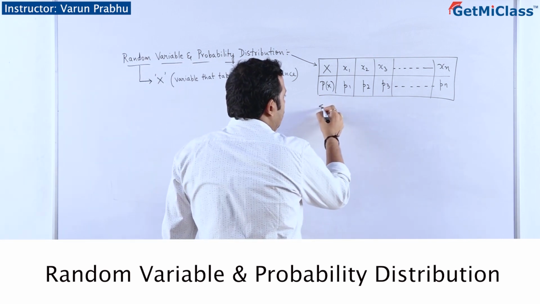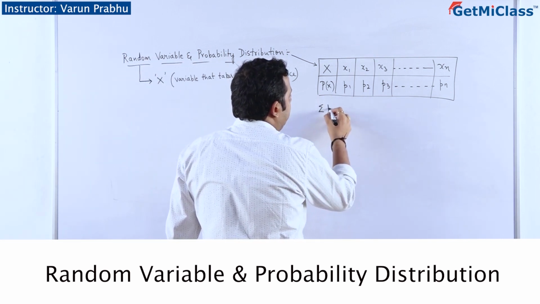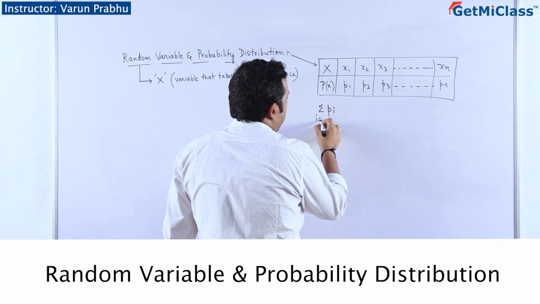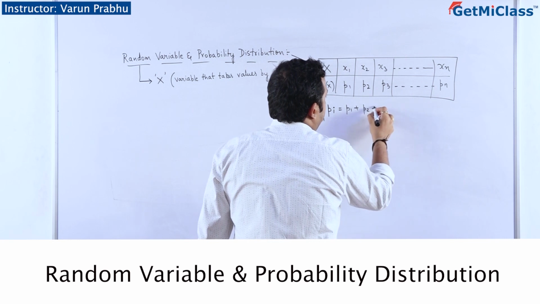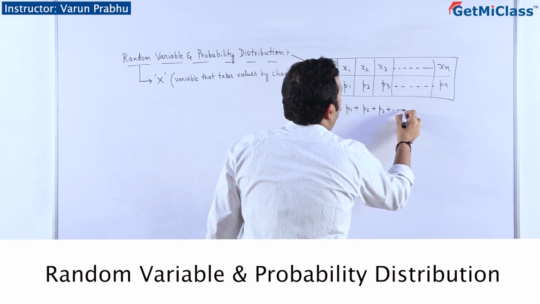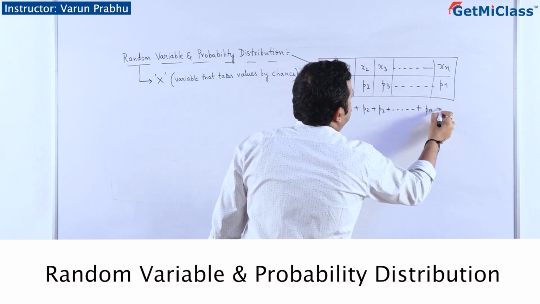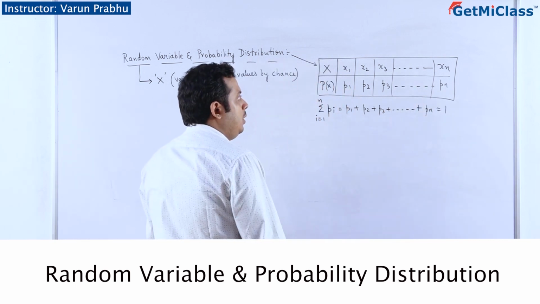Now, here we should know one thing: the sum of all the probability values, i equal to 1 to n, that is P1 plus P2 plus P3 plus so on up to Pn, should be equal to 1.